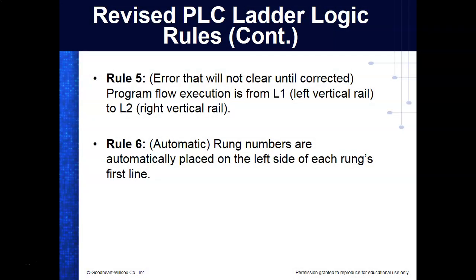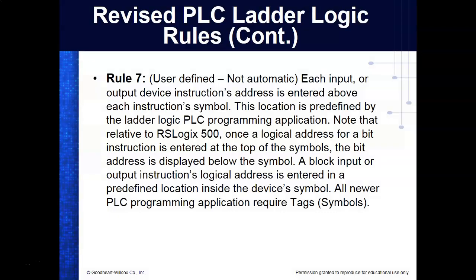Rule 5. This is an error that will not clear until you correct it. Program flow is from L1 to L2. Rule 6. Automatic. Rung numbers are automatically placed on the left side of each rung's first line. So y'all saw that happen. Rule 7.